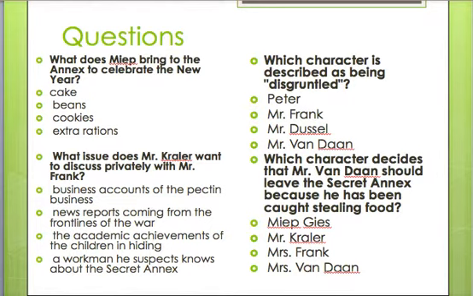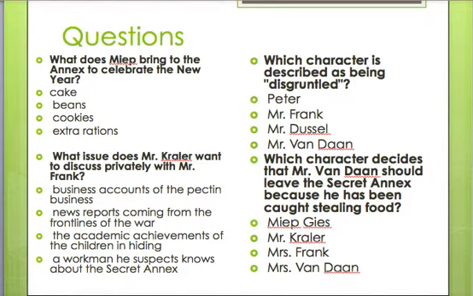What issue does Mr. Kraler want to discuss privately with Mr. Frank? Does he want to discuss business accounts of the Peckham business? Does he want to discuss news reports coming from the front lines of the war? Does he want to discuss the academic achievements of the children in hiding? Or does he want to discuss a workman he suspects knows about the secret annex? Yeah, unfortunately, he wants to talk about a workman he suspects knows about the secret annex, and that, sadly, is what led to them being discovered.